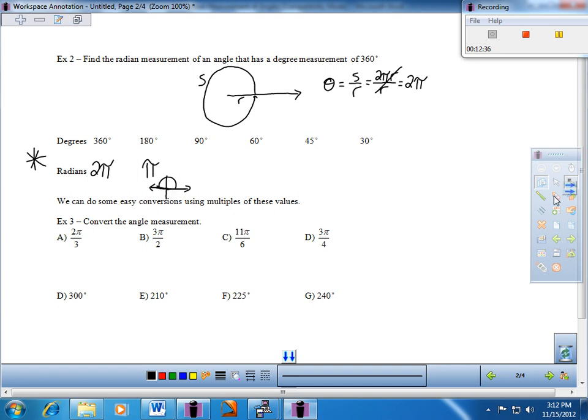Okay, I'm going to erase that just so it doesn't get in my way, but that would be the case. 180 degrees is exactly pi radians. Again, let's continue to expand on that. So 90 is really half of 180, so it should be half of pi. Typically, you guys, we're going to say that as pi over 2. So 90 degrees is exactly pi over 2 radians.